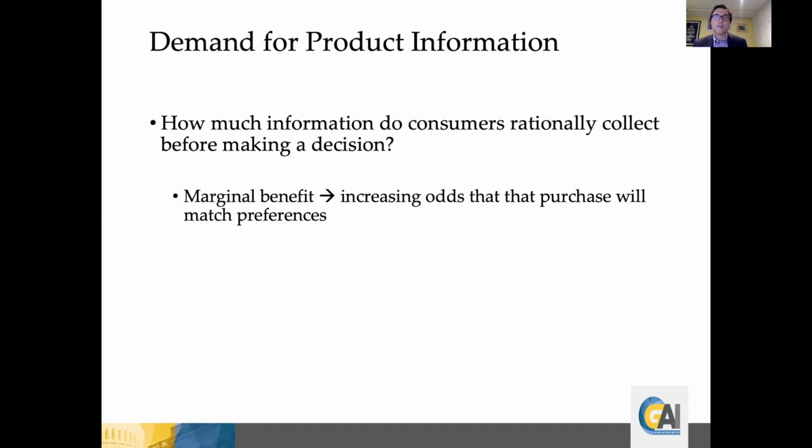First, let's talk about the demand for product information. Why do we collect product information as consumers? Well, it's to increase the odds that our ultimate purchase decision matches our preferences. So we can go and shop and see if we can find a better price for the good or service that we know we want. Or we can do research and read reviews to see if a service provider, for instance, a plumber or repairman or a restaurant, is any good.